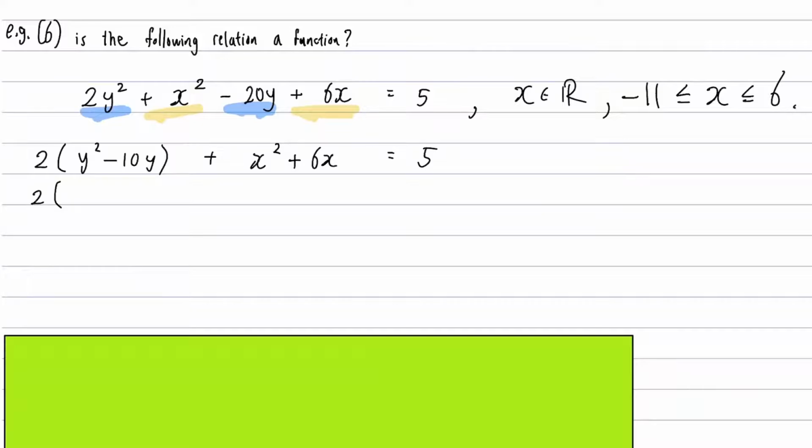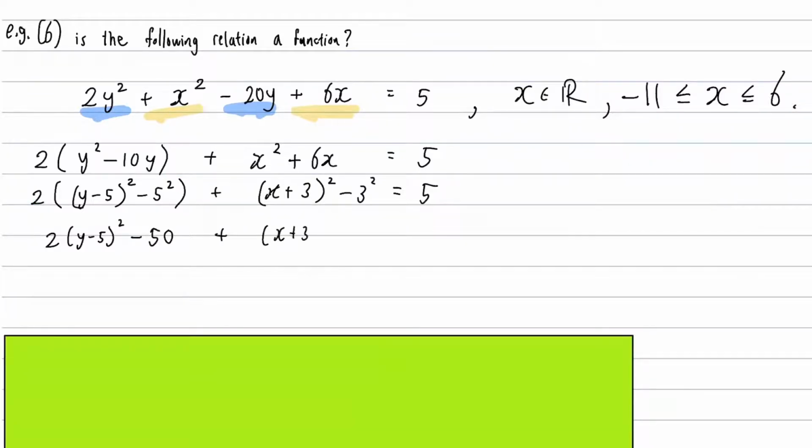Then now factor out the 2, I complete the square. So this becomes y minus 5, since 10 divided by 2 is 5. Then bracket square, then minus away 5 square. Add on x square plus 6x. Okay, actually this one can complete the square straight away. It's just x plus 3, since 6 divided by 2 is 3. Close the bracket, square, minus away 3 square, equals to 5. Multiply out, you get 2 times y minus 5 bracket square, then you get 2 times negative 5 square, which is negative 50, plus x plus 3 bracket square minus 9 equals to 5. So we get 2 times y minus 5 square, plus x plus 3 bracket square.